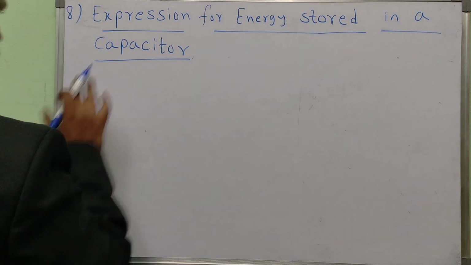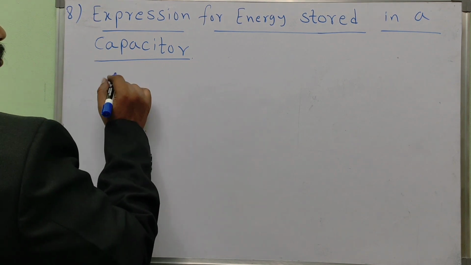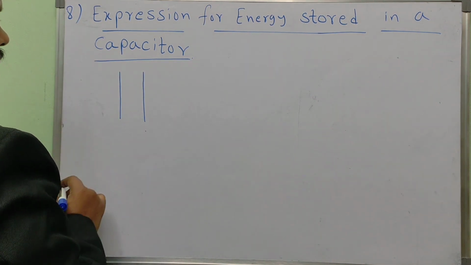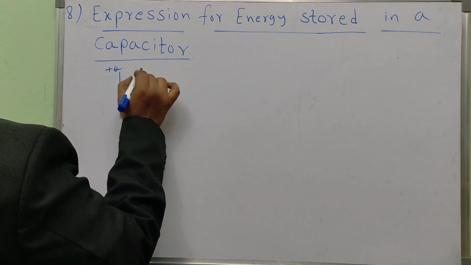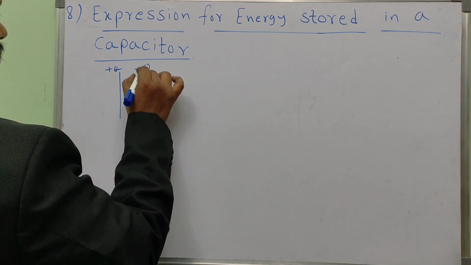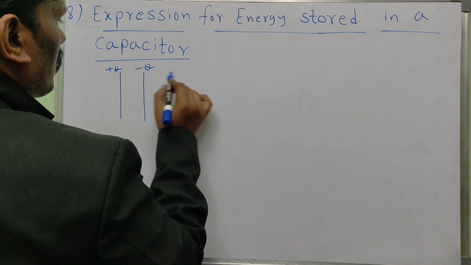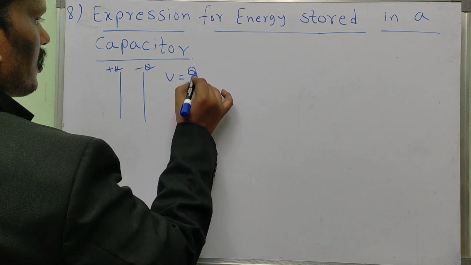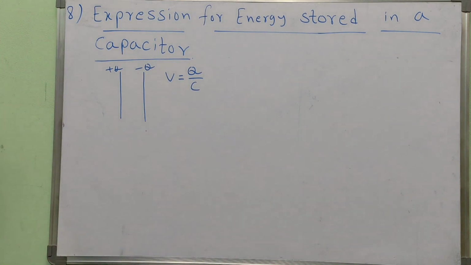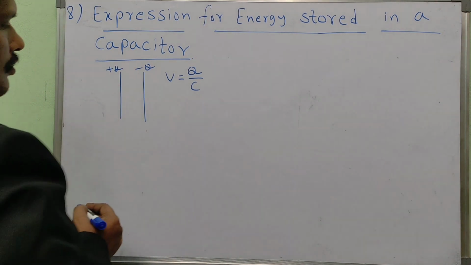Eighth derivation, expression for energy stored in a capacitor. Suppose I'm going to consider a parallel plate capacitor. Consider that the capacitor plates carry charge Q, that is plus Q and minus Q, and we know the potential difference between the two plates is charge by capacitance, right.